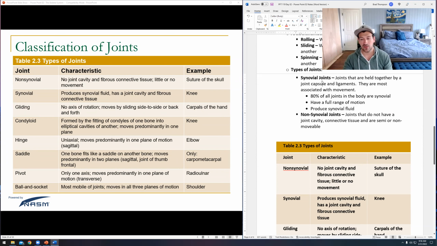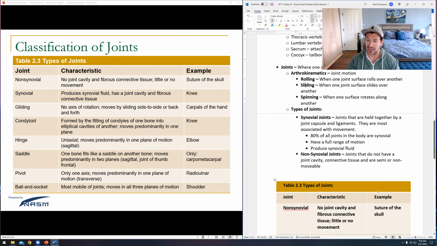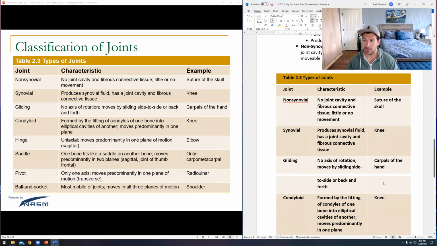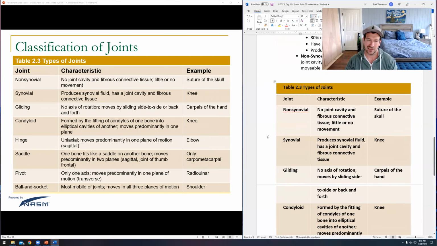Like I said, we're going to spend most of our time talking about synovial joints. All of your synovial joints, because they are the movable joints, create combinations of these three movements: either a rolling action, a sliding action, or a spinning action, depending on what type of joint they are. We've got examples in the notes. I'm going to move over to the PowerPoint because it's easier to see it all.